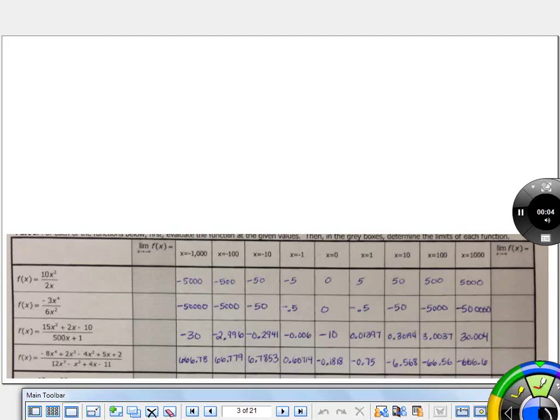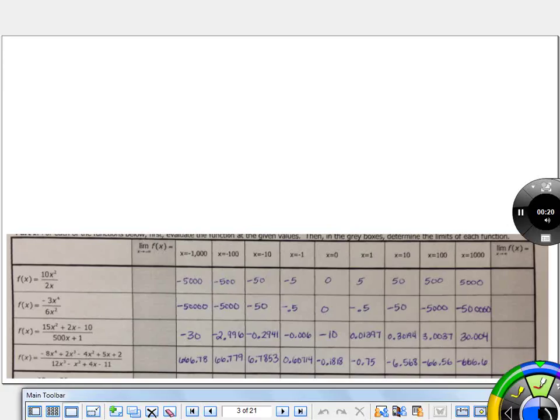In the top four equations, here's the behavior. So they took the equation, okay? Let's say this second one. They took the equation, they plugged in some x's and got y's for you. They plugged in negative 1,000, they got negative 50,000. They plugged in negative 100, they got negative 5,000, and they marked those points for you.